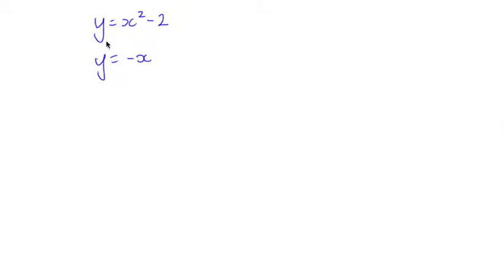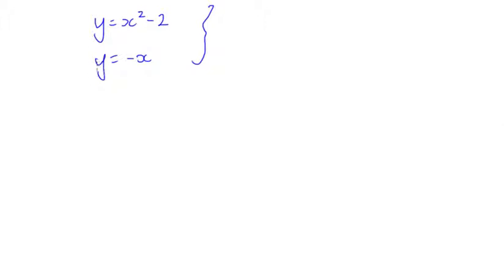Show you how to solve a system of equations by substitution when we have a quadratic as one of them. So here I've got y equals x squared minus 2 and y equals negative x. This is a system of equations because there's two of them, and we can find the solutions, if they exist, of this system.